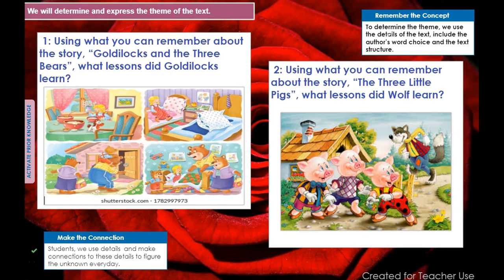So she ate it all up. She did the same thing with the chairs. She did the same thing with the bed. And then the Bear family returned home only to find Goldilocks fast asleep in Little Bear's bed. Now, what lessons could Goldilocks learn?